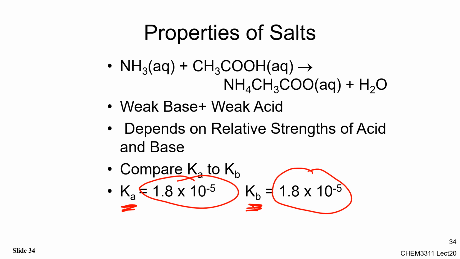But if I had used benzoic acid instead, benzoic acid is a stronger acid than acetic acid. We'd have ammonium benzoate, which would be an acidic salt because benzoic acid is stronger than ammonia.